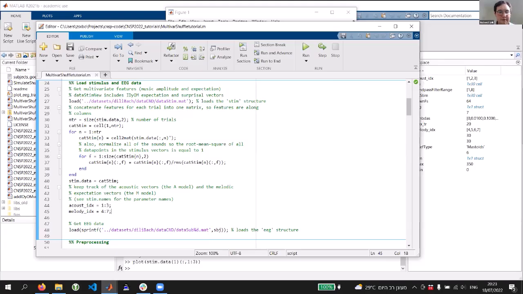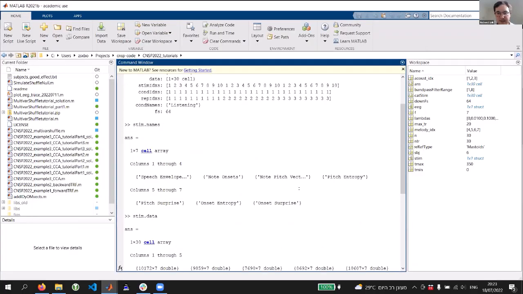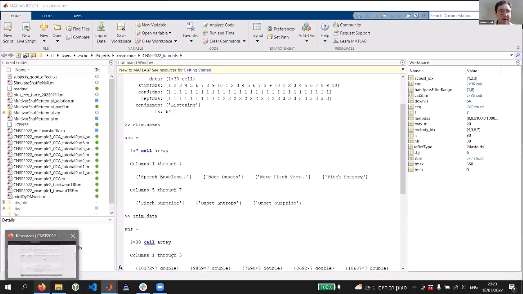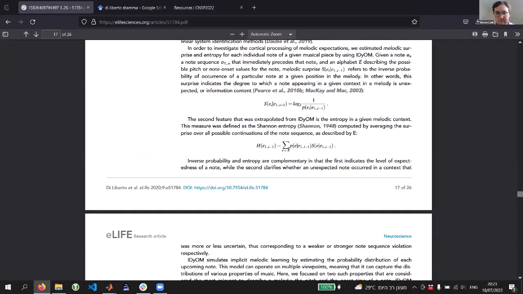And then we have 4, what I've labeled as melody index. I'll be using this later, but let's take a look back at the names again. So we've got pitch entropy, pitch surprise, onset entropy, and onset surprise. I want to just take a look at Giovanni's paper from where this comes from.